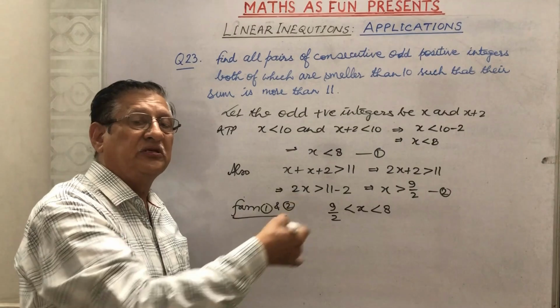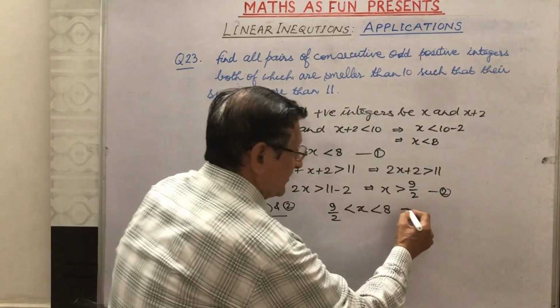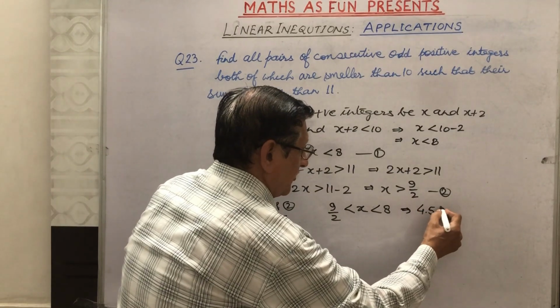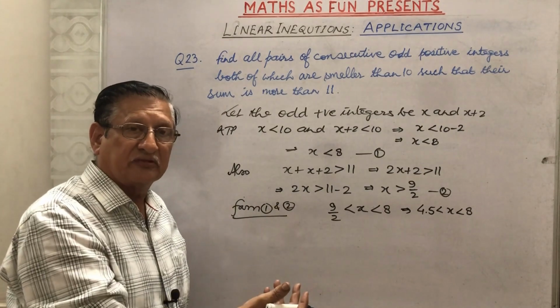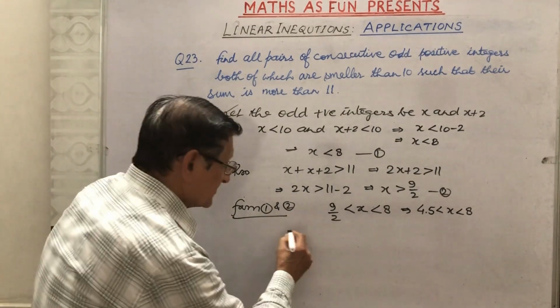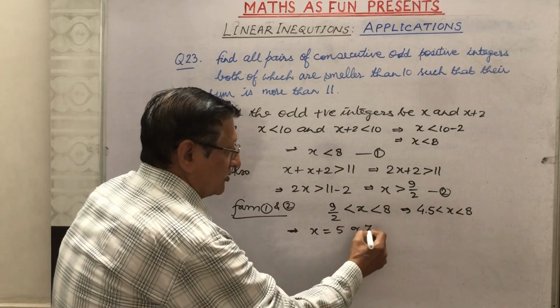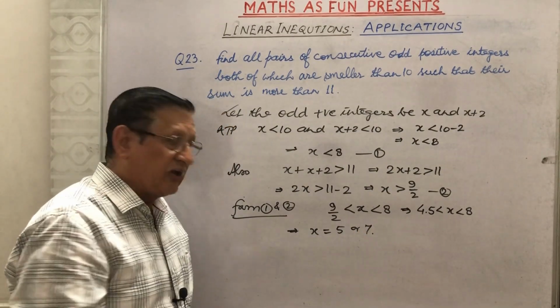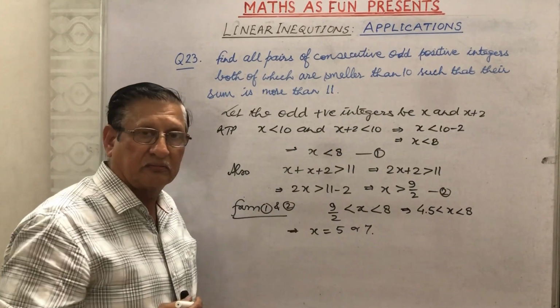Now we have to find the integers. What are the odd integers greater than 9/2, or we can say 4.5? That is 5 and 7. It means x is equal to 5 or 7. If we take the first number as 5, the second number according to this will be 7.